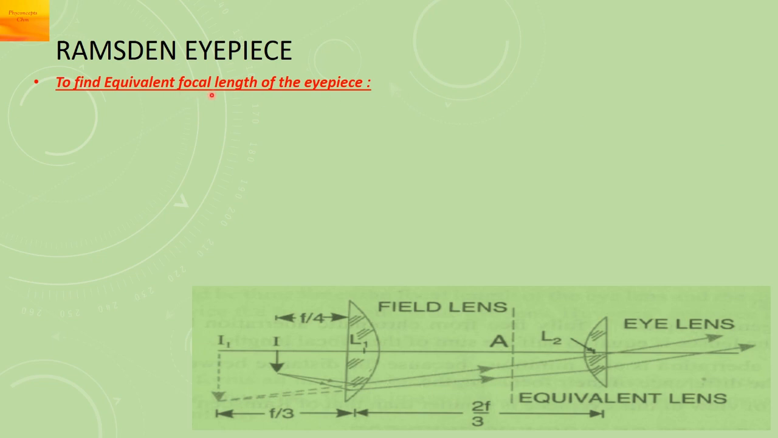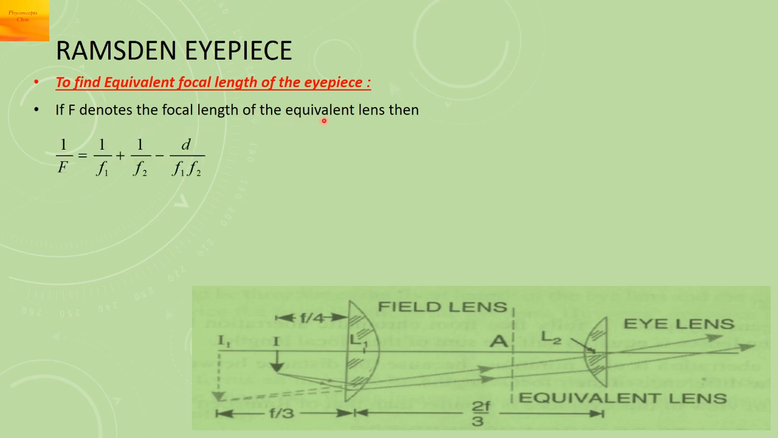We'll find the equivalent focal length of the eyepiece. Capital F denotes the focal length of the equivalent lens. So we'll write down 1 upon F is equal to 1 upon F1 plus 1 upon F2 minus D upon F1 F2. We can substitute the focal lengths F1 and F2. They are the focal lengths of the field lens and the eye lens, which are the same, that is f.